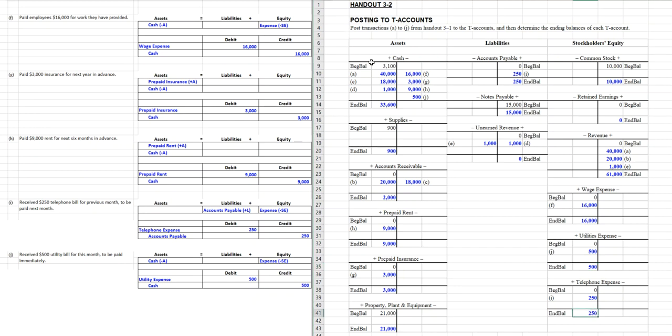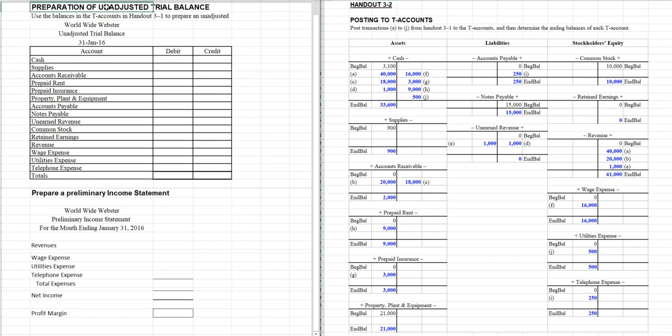Once we've totaled our general ledger accounts, or in this case our simple T accounts, we will post these ending balances, the $33,600, the $900, the $2,000, the $9,000, to our trial balance, and then we will prepare our financial statements. In this case, it will be an unadjusted trial balance because we have not yet prepared adjusting journal entries, which we'll discuss in Chapter 4.